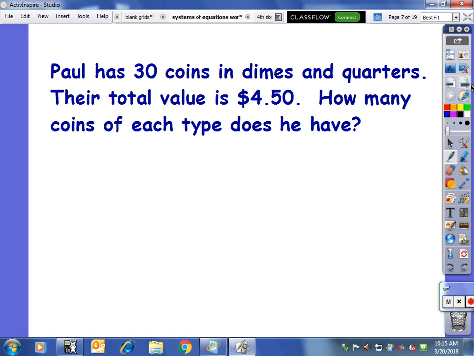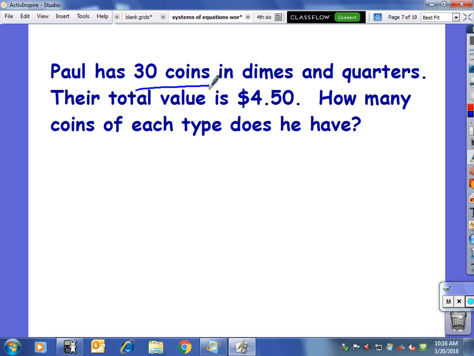Paul has 30 coins in dimes and quarters. Their total value is $4.50, so we've got a mixture of different items and they are worth different amounts. We want to know how many dimes he's got, how many quarters he's got. Confused already? We haven't even started. It's okay. How about this? He's got 30 coins, and some of them are dimes and some of them are quarters. What would that look like? d plus q equals 30.